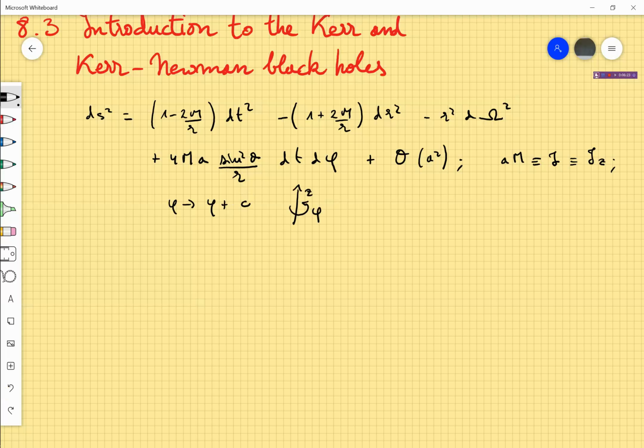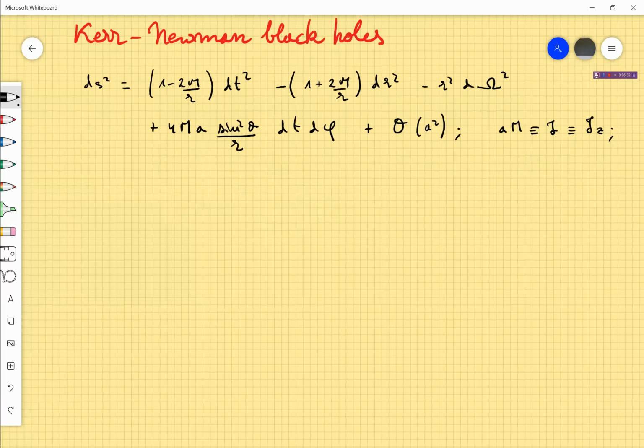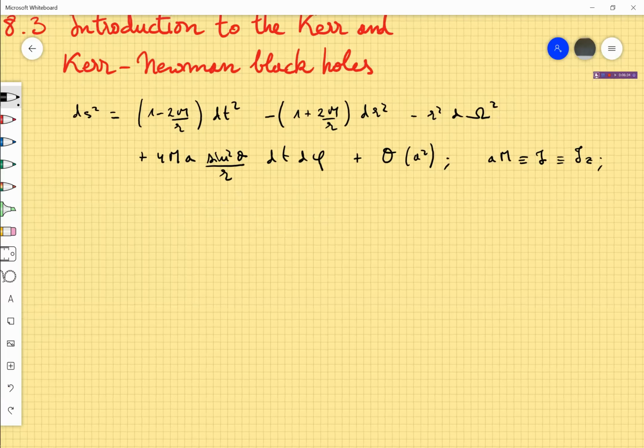this axis z. So this is the first piece of knowledge that you need. And the second also is an observation that if you want to describe an object which is rotating, you don't expect it to be spherically symmetric.